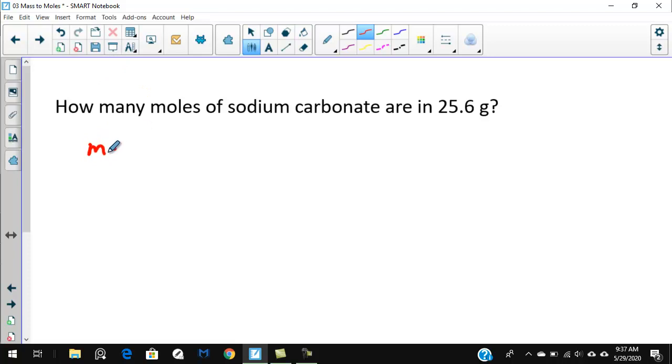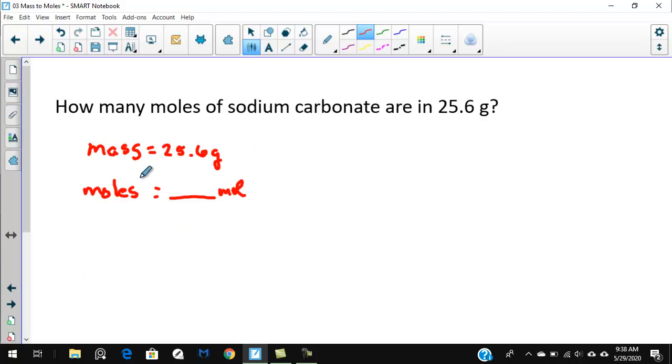We have a given mass. We have a mass of sodium carbonate. Well, that's 25.6 grams. Okay. The question is asking us to come up with moles. So we want a measurement of how many particles are in there, but we're going to measure it not in number of particles, we're going to measure it in moles, 6.02 times 10 to the 23rd particles per mole. So we'll measure it out in moles.